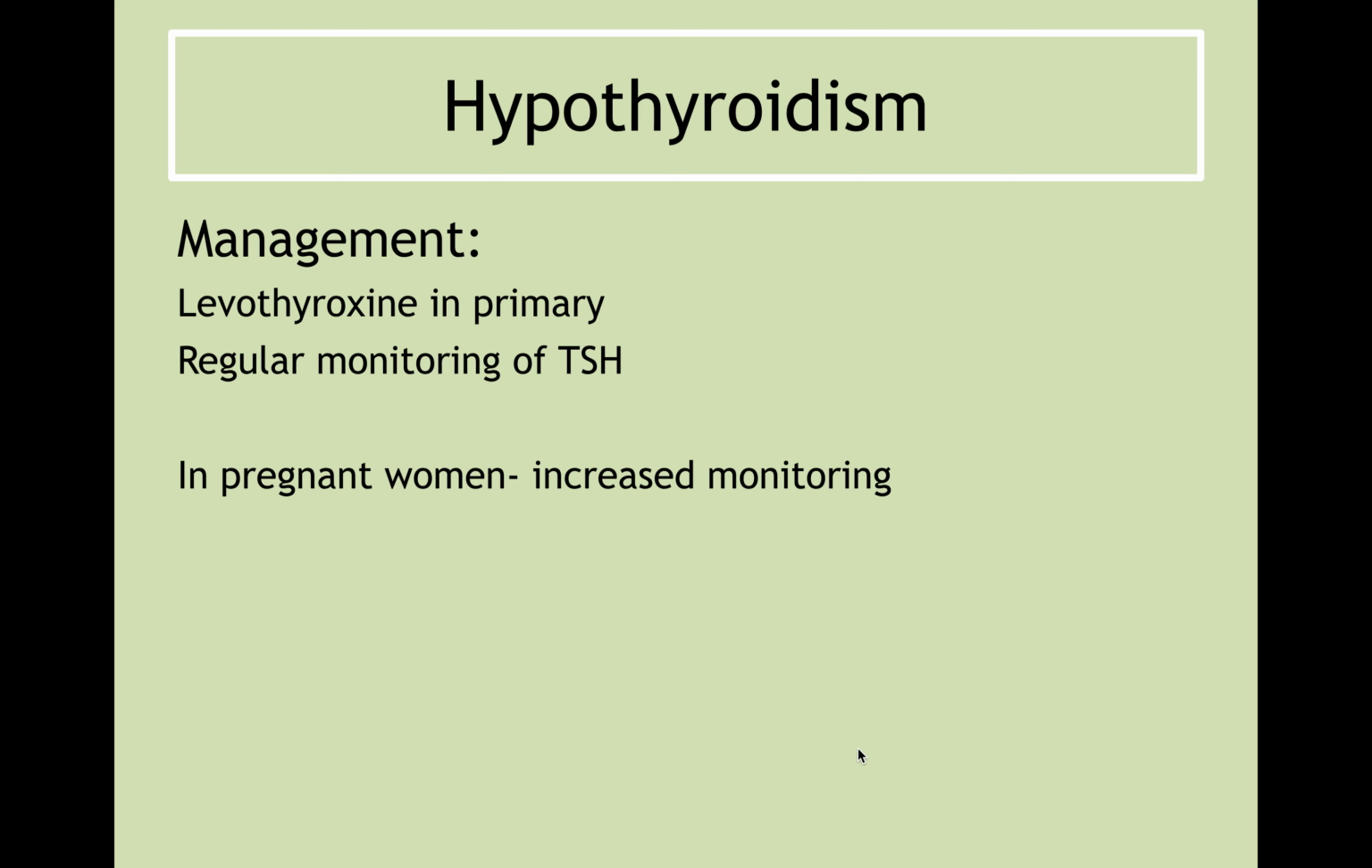In pregnancy, women need to be euthyroid before they get pregnant, and TFTs need to be monitored in each trimester because levothyroxine may need to be increased in pregnancy. In older patients as well, and patients with cardiac disease, they should probably have lower doses of levothyroxine and regular monitoring of TSH and T4.